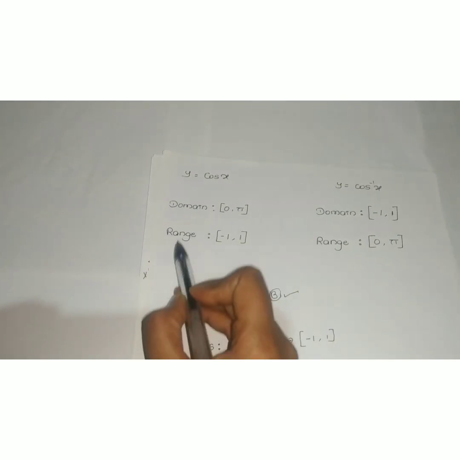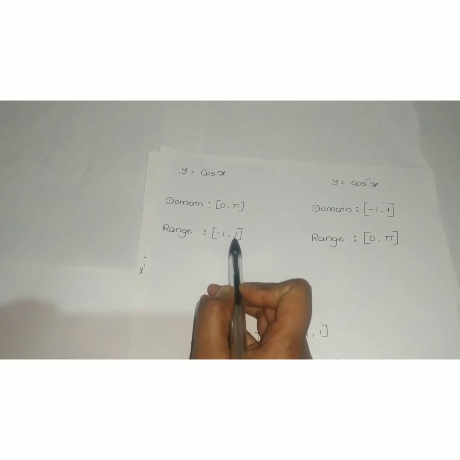If a function is a mapping from A to B, then A is the domain value and B is the range. So for the cos function, the domain value is the closed interval 0 to pi and the range value is the closed interval -1 to 1. The cos function is a mapping from the closed interval 0 to pi to the closed interval -1 to 1, and cos inverse maps the closed interval -1 to 1 to the closed interval 0 to pi.